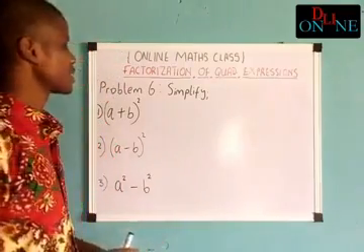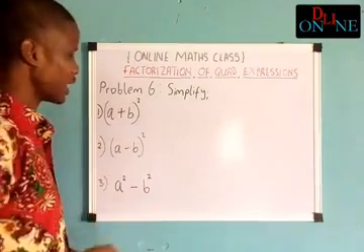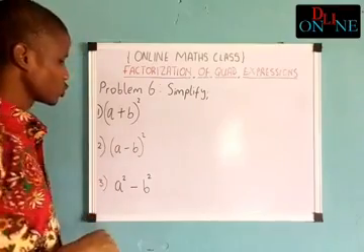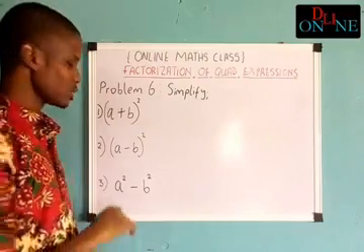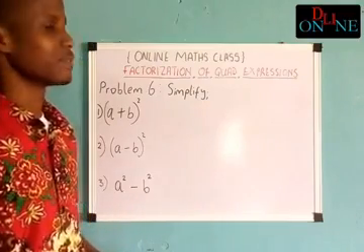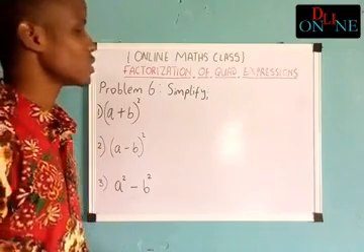It says simplify. Number 1, we have a bracket a plus b, and we have a square. Number 2, a minus b, we have a square. Then number 3, we have a squared minus b squared. Alright, now how do we tackle each and every one of these questions?